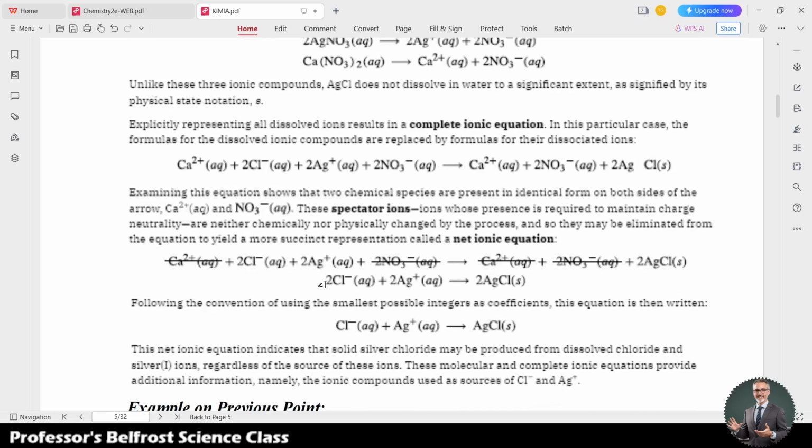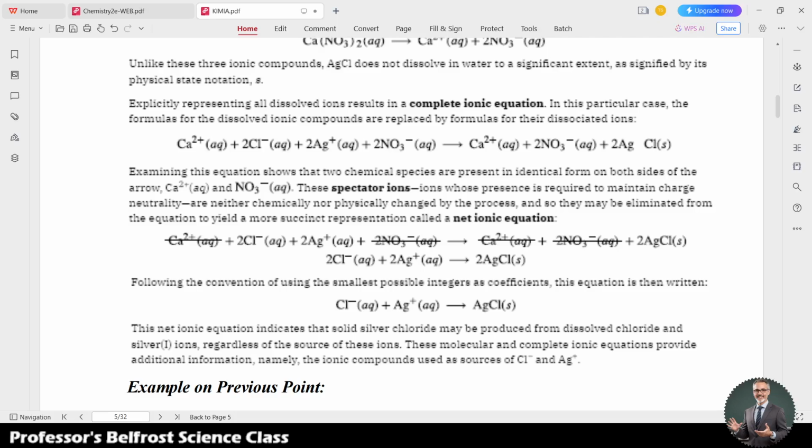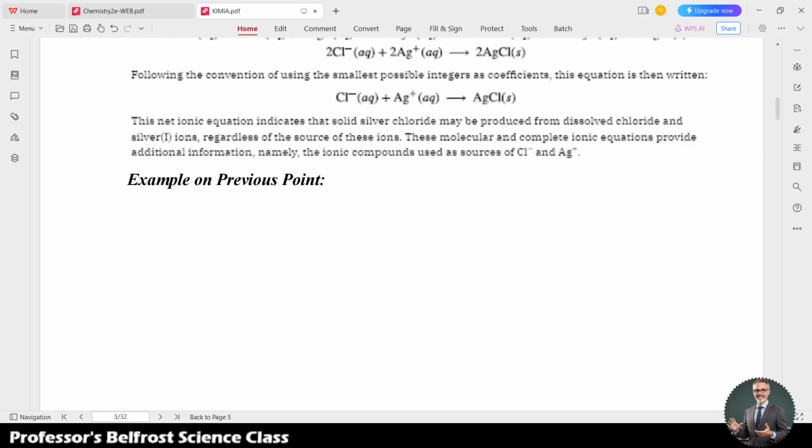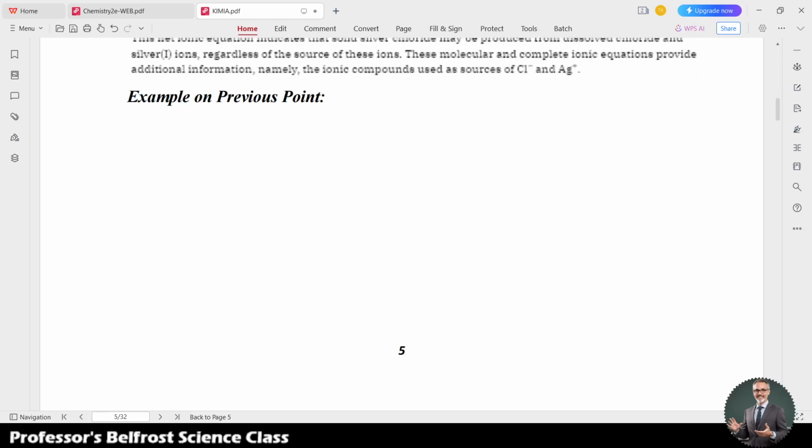And here's the simplified one, which is 2Cl⁻ + 2Ag⁺ yields 2AgCl. Because you see the coefficients are 2, 2, 2, we can further simplify it to the smallest possible integers, and it becomes Cl⁻ + Ag⁺ yields AgCl. This net ionic equation indicates that the solid silver chloride may be produced from the dissolved chloride and silver(I) ion, regardless of the source of the ions.